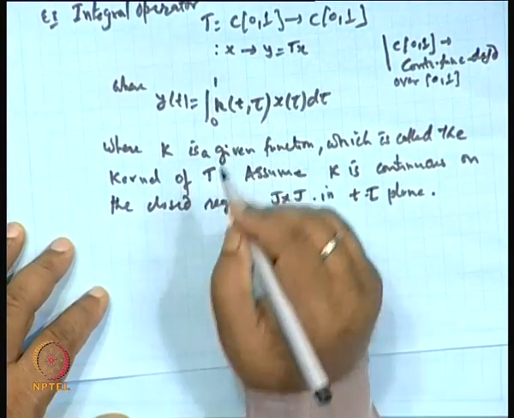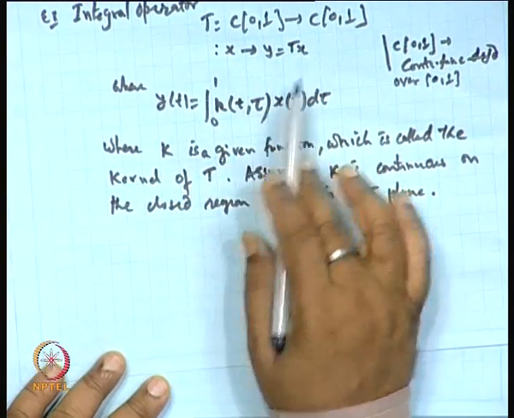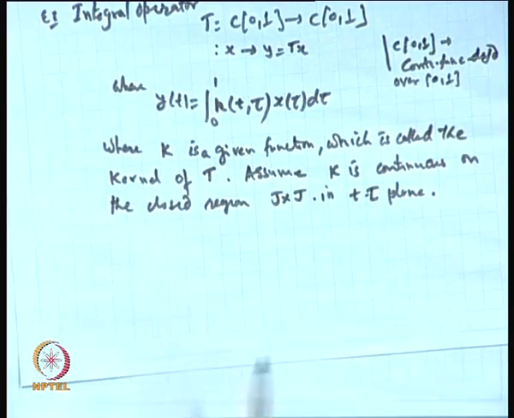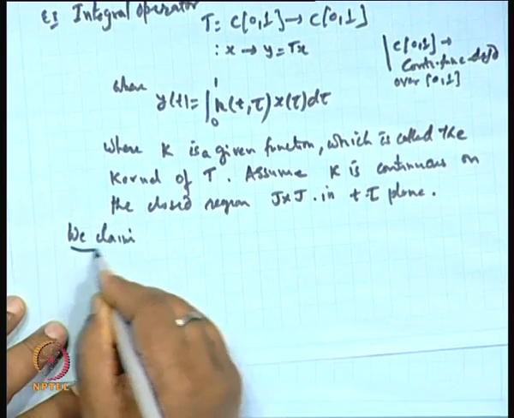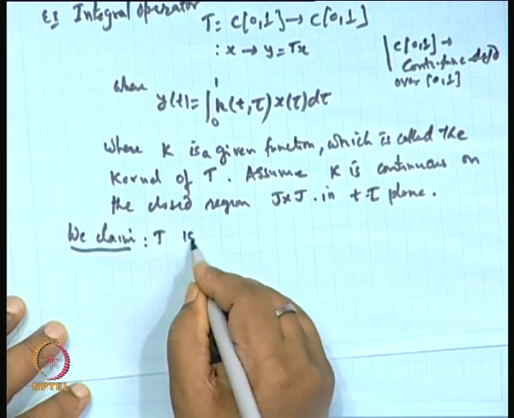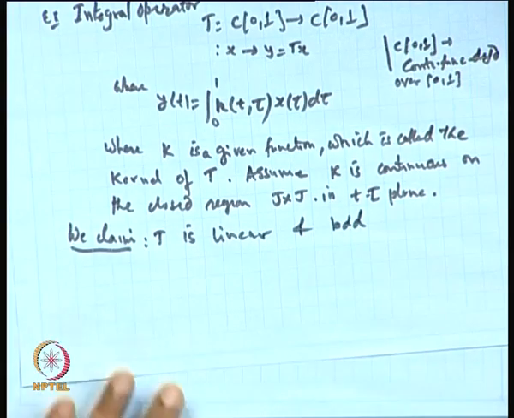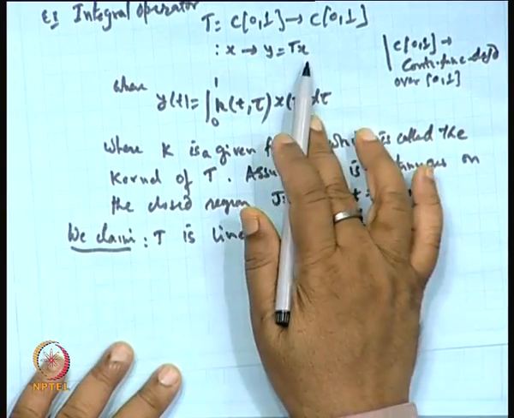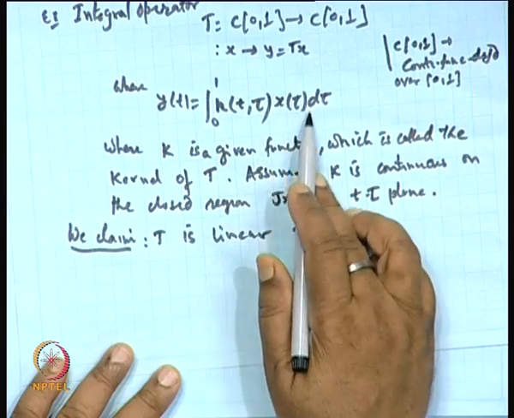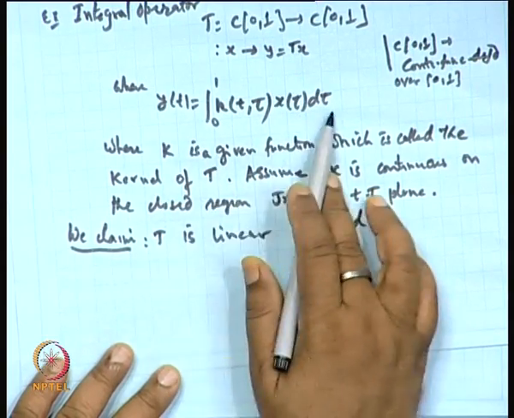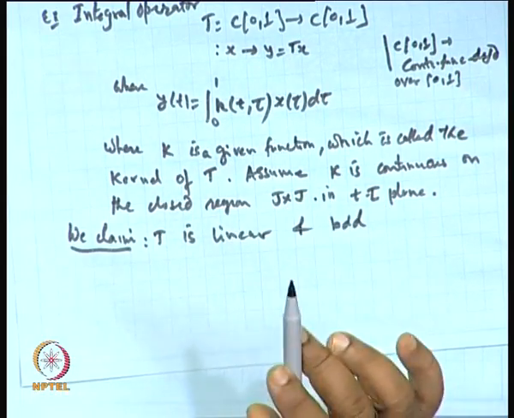So, this definition, when we define the operator T, which maps x to y, where y is defined in this way, is known as the integral operator. Now, we claim that this operator T is linear and bounded. Linearity follows immediately by replacing x with alpha x plus beta y. Then it changes to alpha x(tau) plus beta y(tau), and it can be broken up as a sum of two integrals. So, linearity of the operator T is guaranteed.